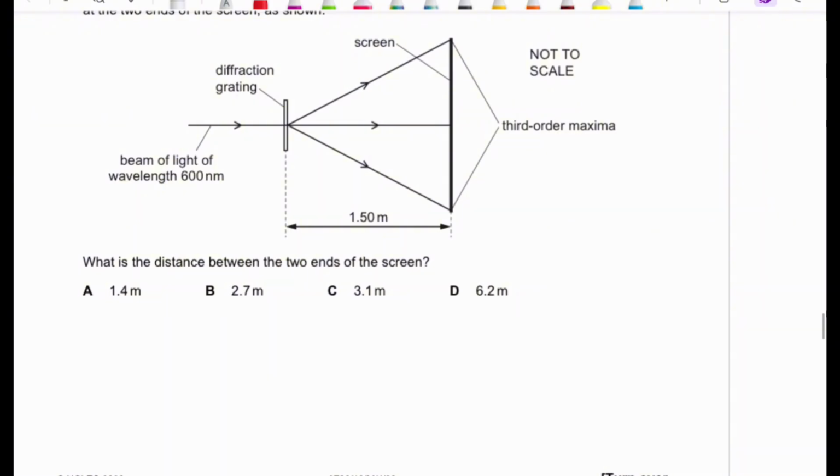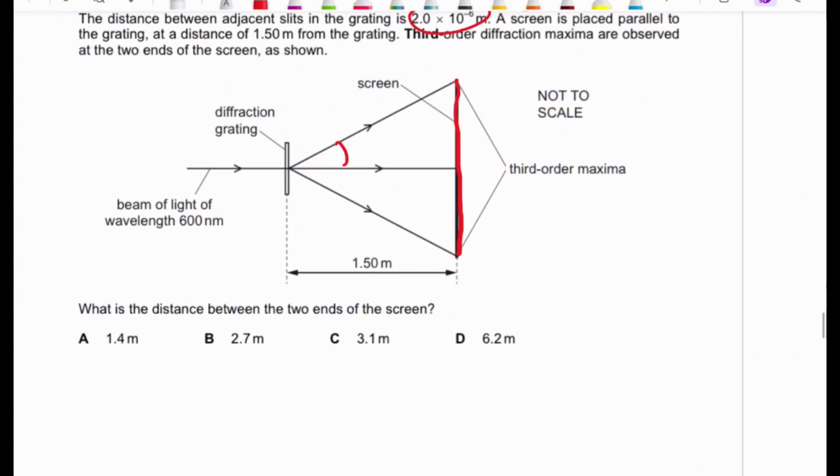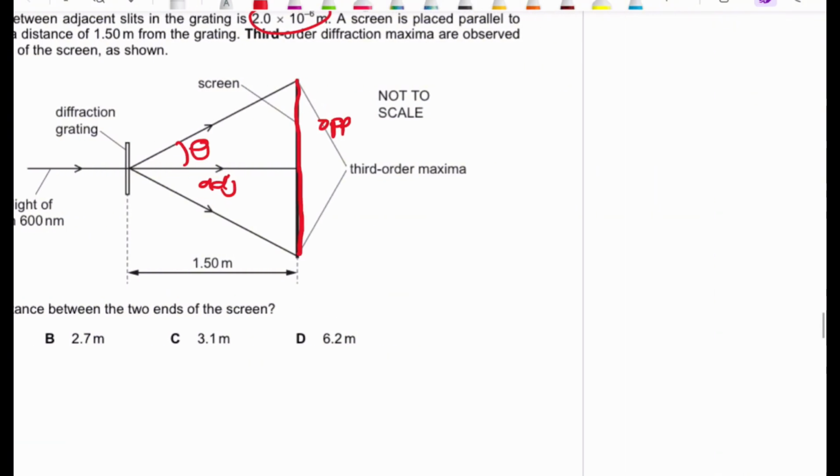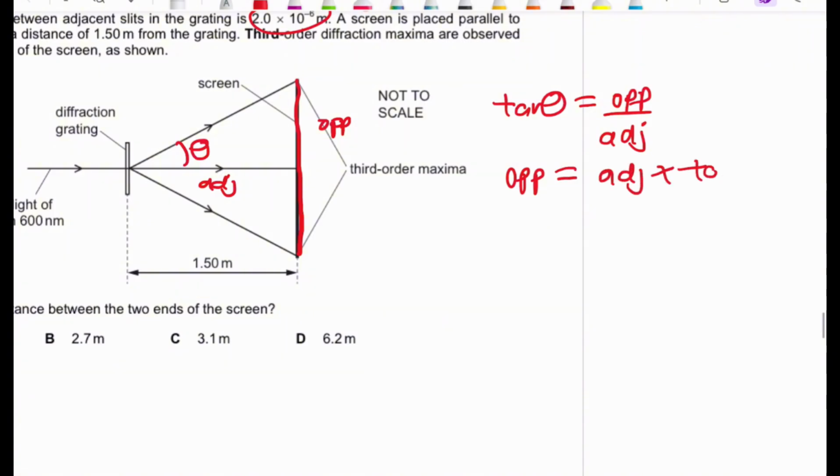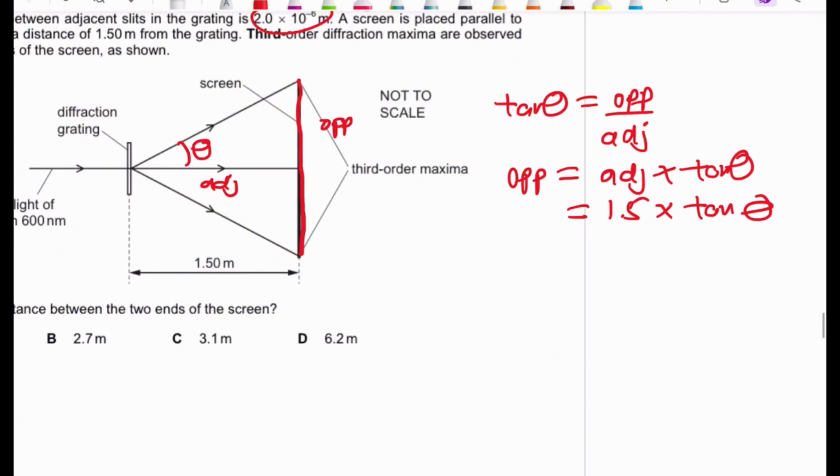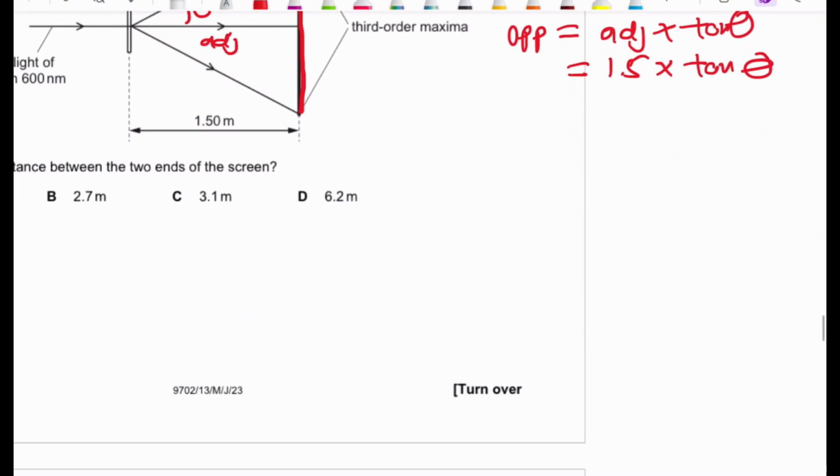So what do they want us to find? They want us to find this particular distance over here. How do I find this? If I have 1.50, I can use trigonometry. If this is the angle theta, this is the opposite, this is the adjacent. So tan theta is equal to my opposite divided by my adjacent. My opposite will basically be my adjacent multiplied by tan theta. My adjacent is 1.5, multiplied by tan theta. So I will use all that information to find the value of theta.